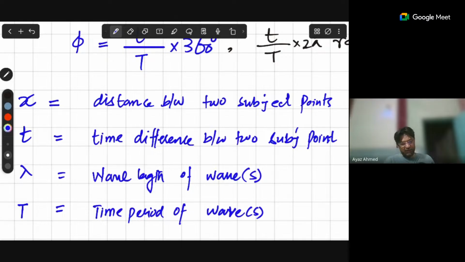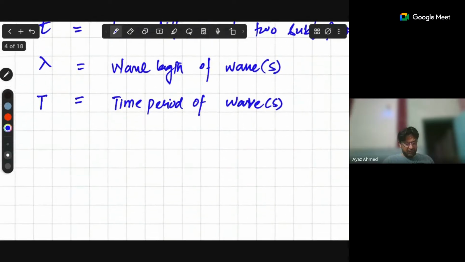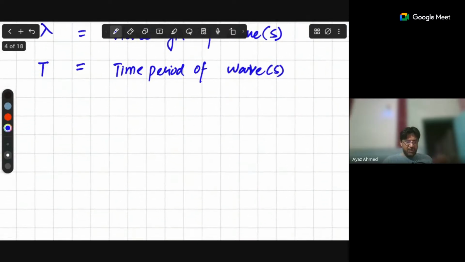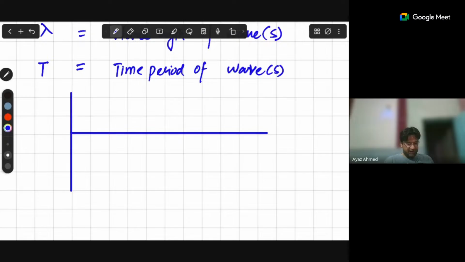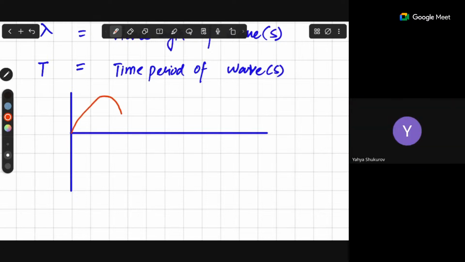Is it clear to you? Any confusion in this one? Do you have any question related to that? Suppose you have a wave. Actually, I was not going to give an example right here, but for t, you will take the time period of both waves.